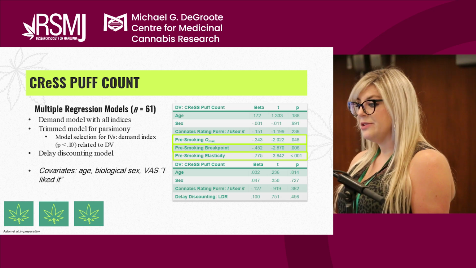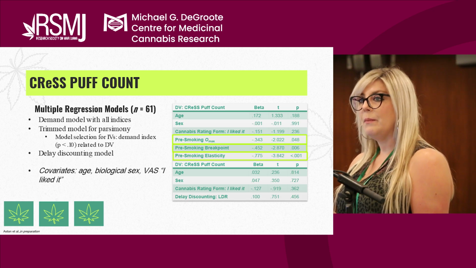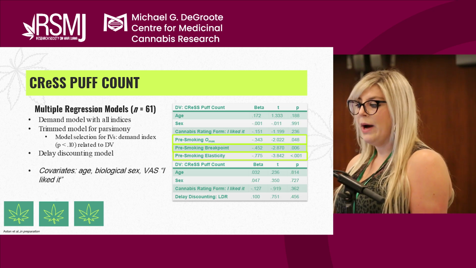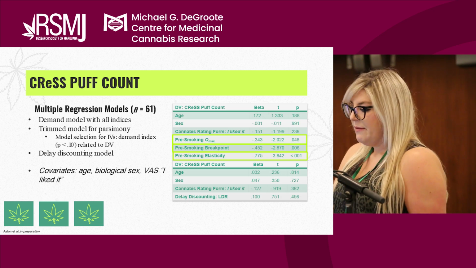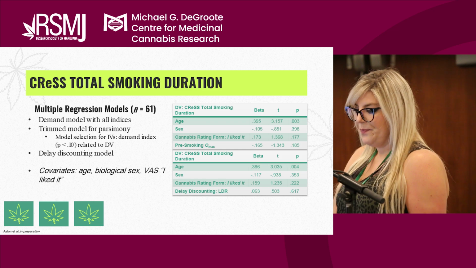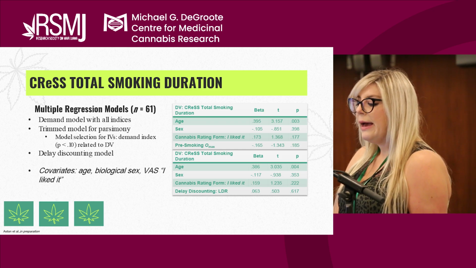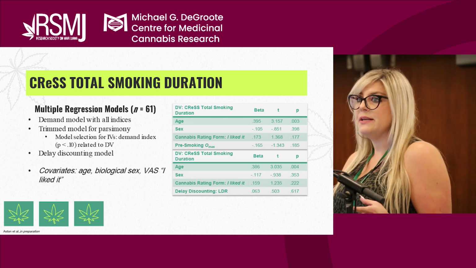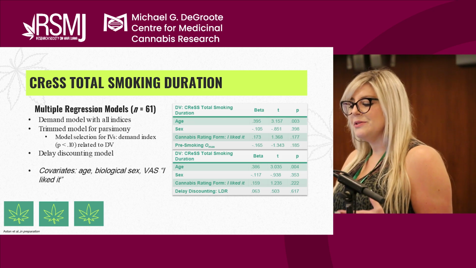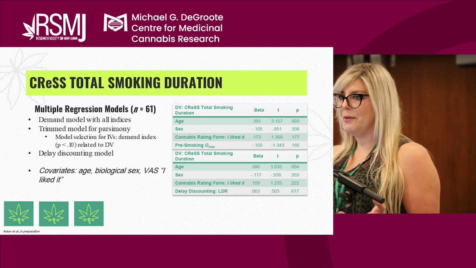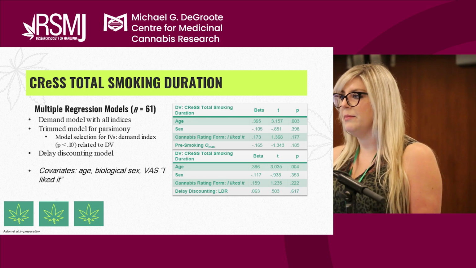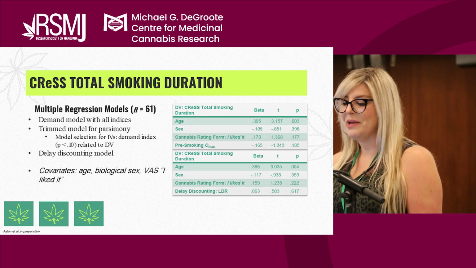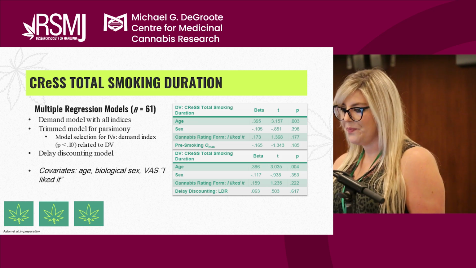Something interesting that I will touch on later is that the direction of a couple of these indices is not what we would typically expect, and I have some thoughts about why that might be. We did not see any effects here for delay discounting. We also included a visual analog scale of "I liked it" related to the cannabis that they smoked that day. This is important to include because anyone who works with the cannabis from the National Institute on Drug Abuse drug supply program knows that it's not that similar to what people use in real life. So we wanted to make sure that we covaried for that.